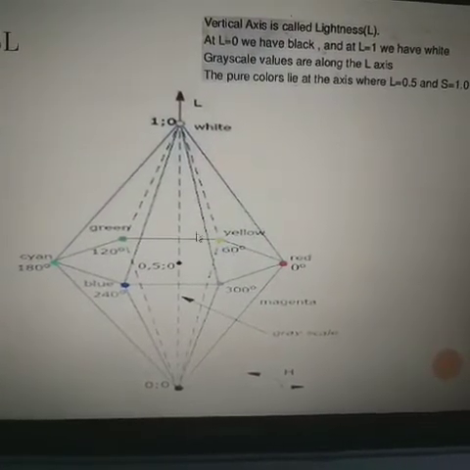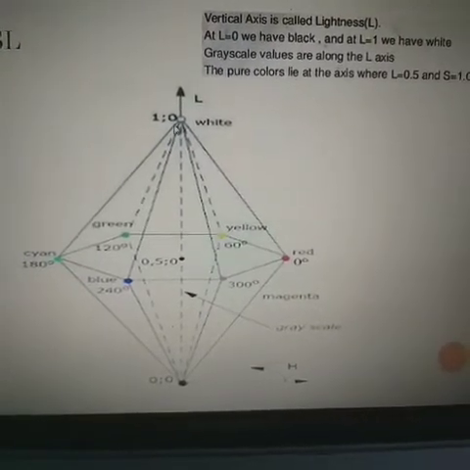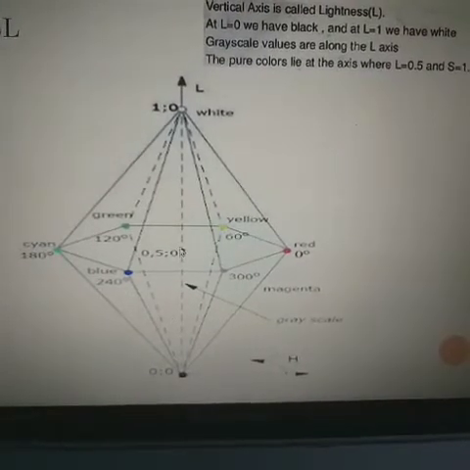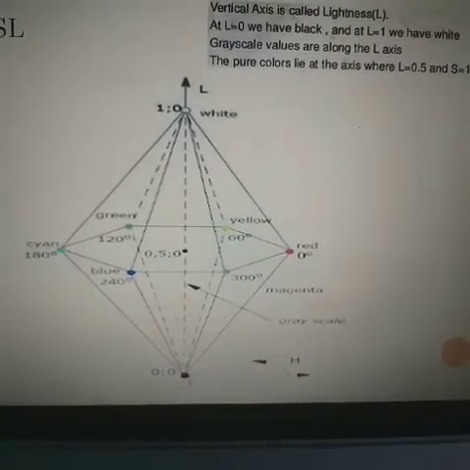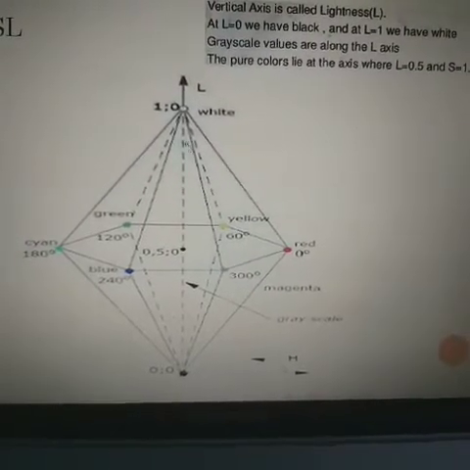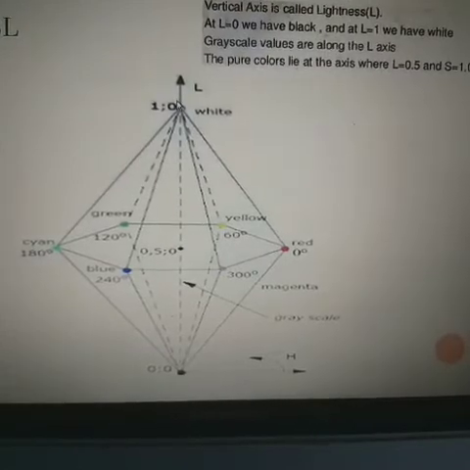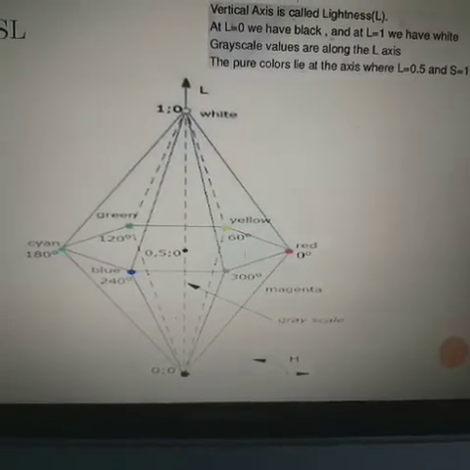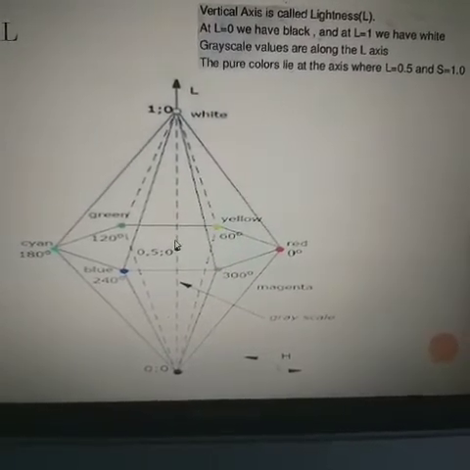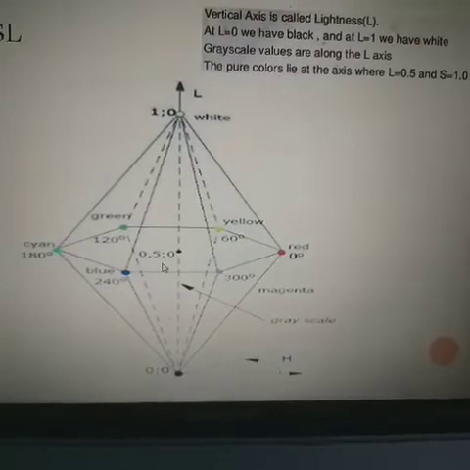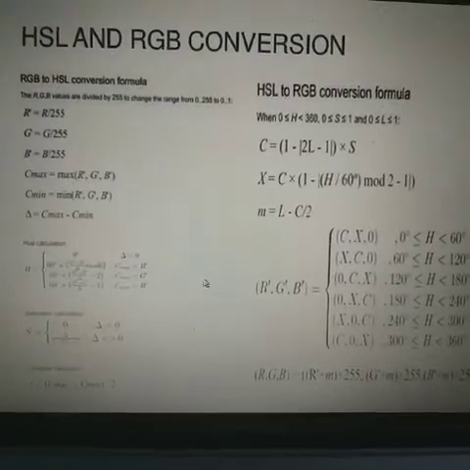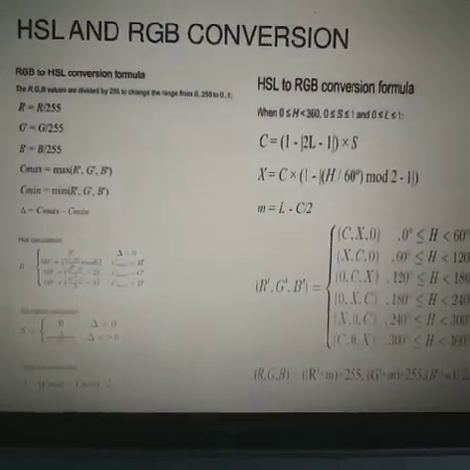If we talk about the lightness, the vertical axis is represented by the lightness. If the value of L is equal to 0, it means the black color. If the L value is 1, it has the white color. So the grayscale values are along the L axis. We can say that the pure color lies at the axis where 0.5 is placed, between 0 and 1.0. Here we have the conversion of HSL and RGB.